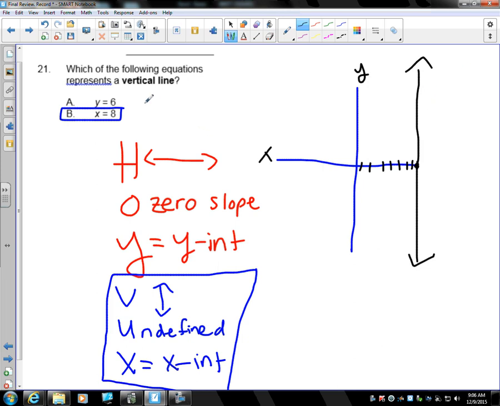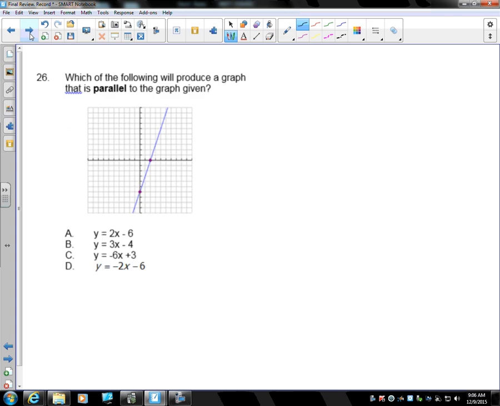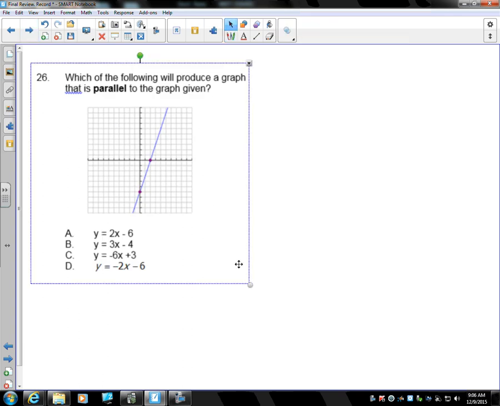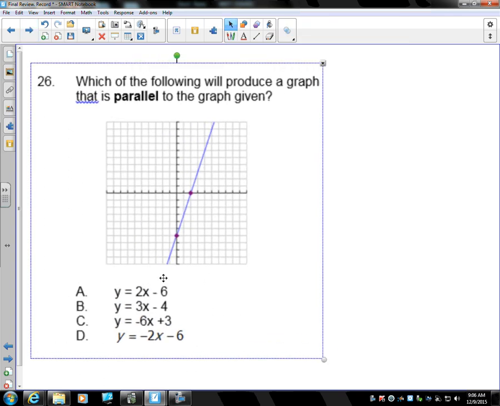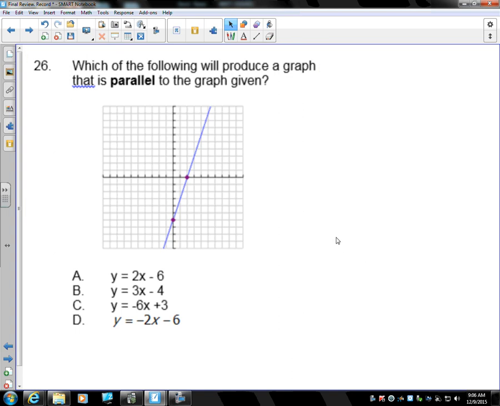And there's another question on your review that is the same kind of question, but it asks what's the equation of a horizontal line. That's when you would use the HOY part, and you would work it the same way that we did this one. So the next question we're talking about is number 26. Okay, which of the following will produce a graph that is parallel to what's given?